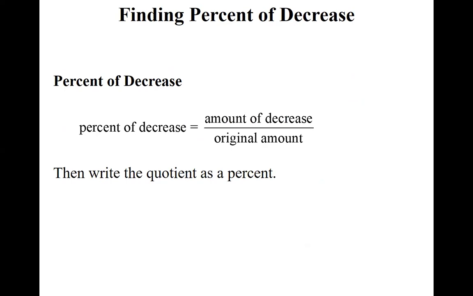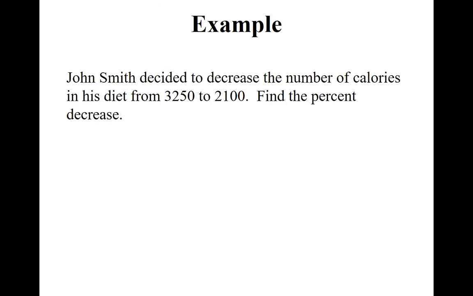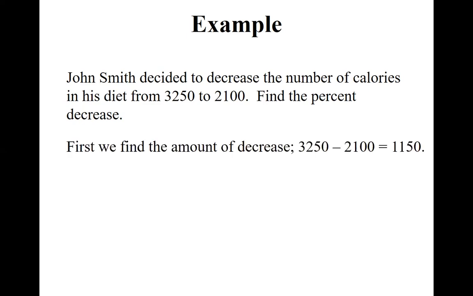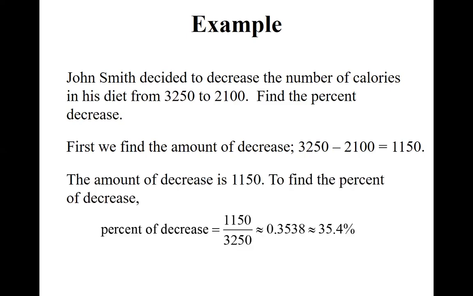Similarly, percent of decrease is the amount of the decrease divided by the original amount. Still divided by the original, though, not the new. John Smith decided to decrease the number of calories in his diet from 3,250 to 2,100. Find the percent decrease. Well, first we need the amount of the decrease. 3,250 minus 2,100 is 1,150. We divide that by the original. What's the old number of calories? 3,250. And when we divide, we get 0.3538, which is about 35.4%. And that's it for this topic.